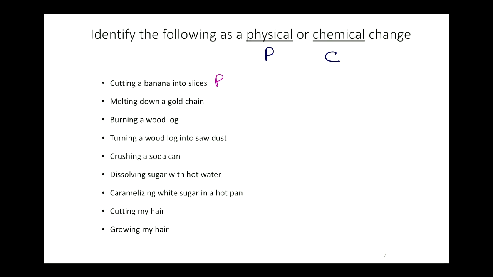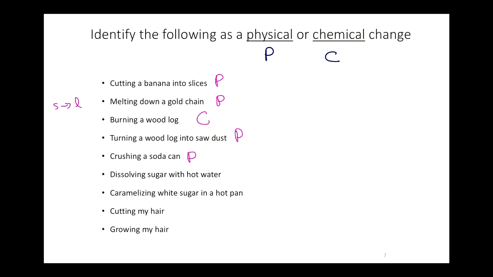Okay, melting down a gold chain. Physical, because melting is just solid to liquid, like melting ice. Burning a wood log. Chemical, because once you burn that wood log, you've spent your fuel. You get ash, and there's nothing left. You can't continue burning it. All right. Turning a wood log into sawdust. That is physical. It's like cutting a banana. Crushing a soda can. Physical.